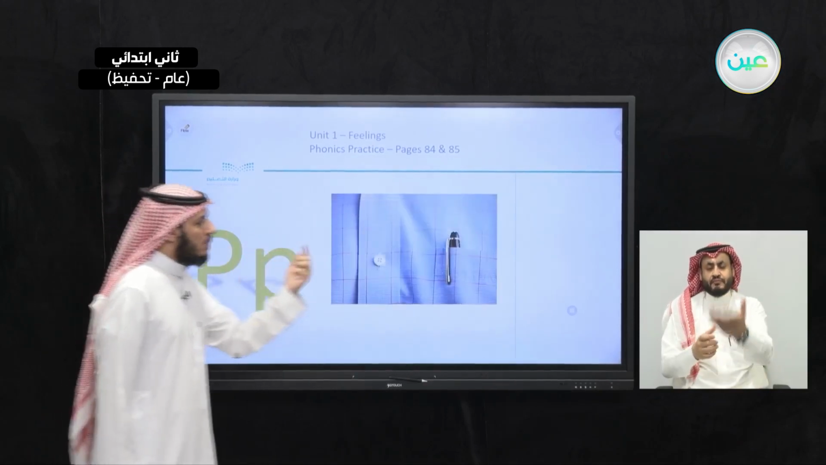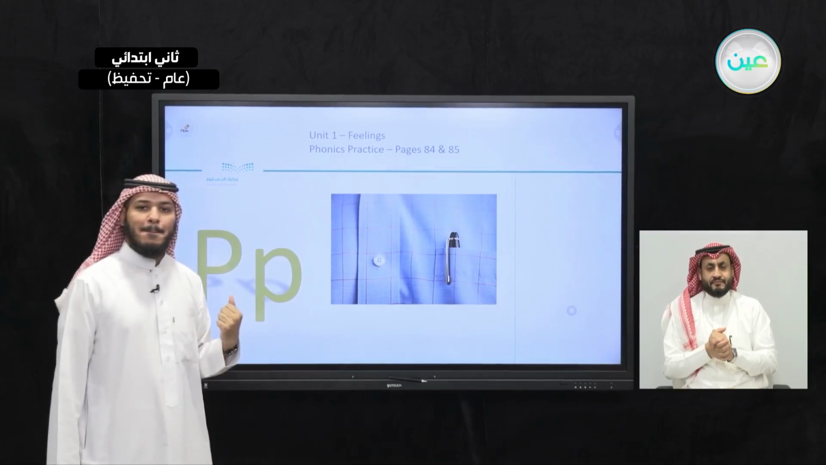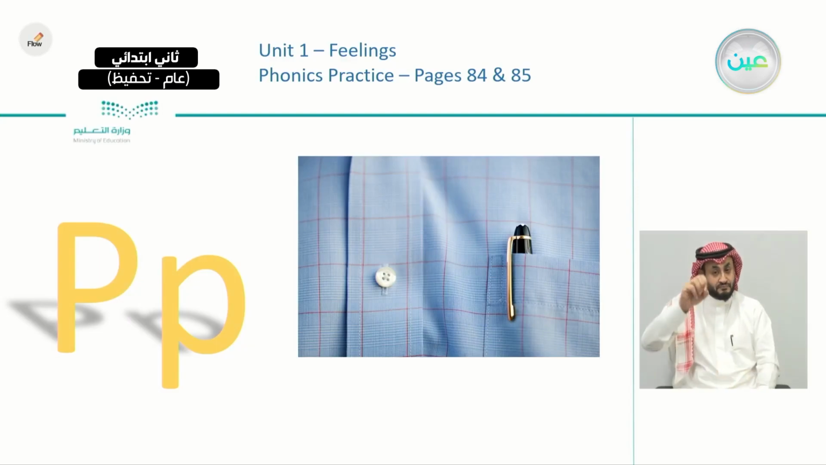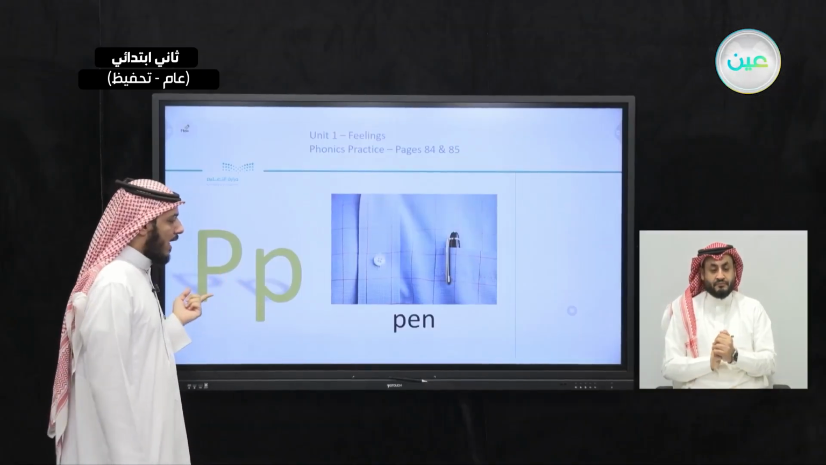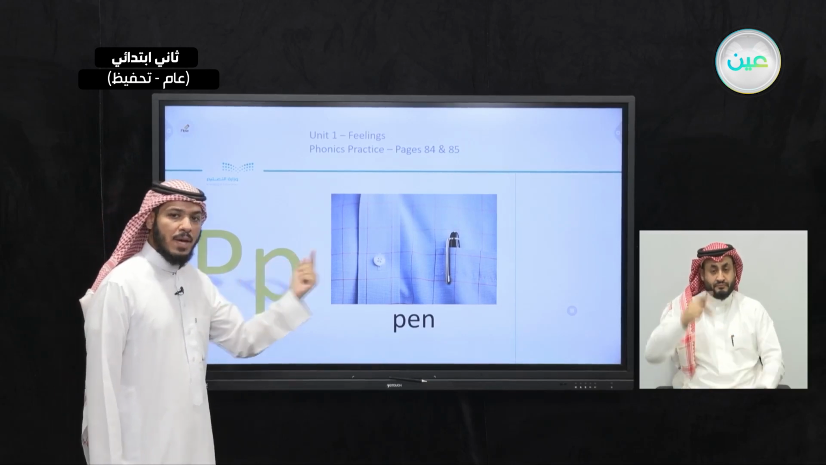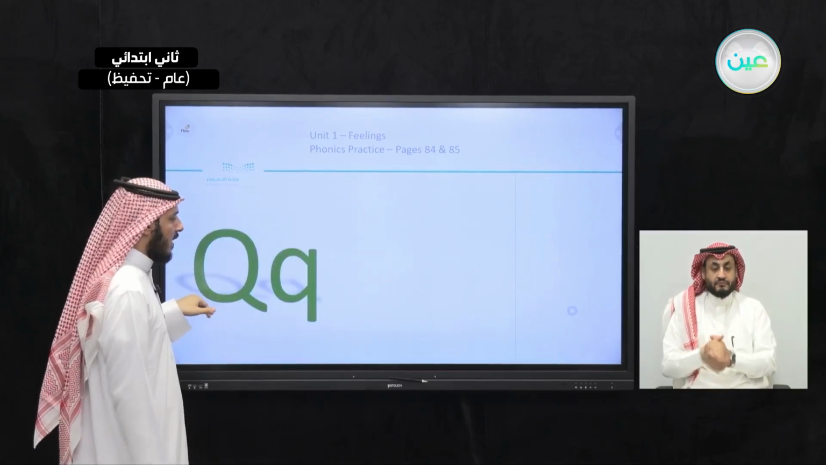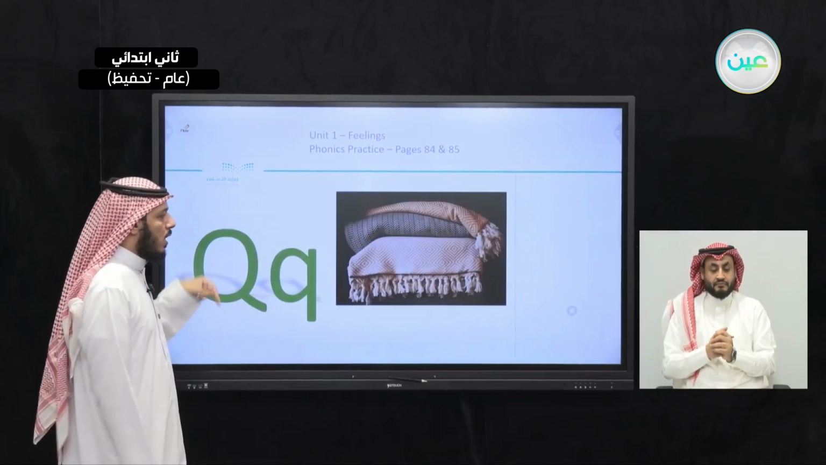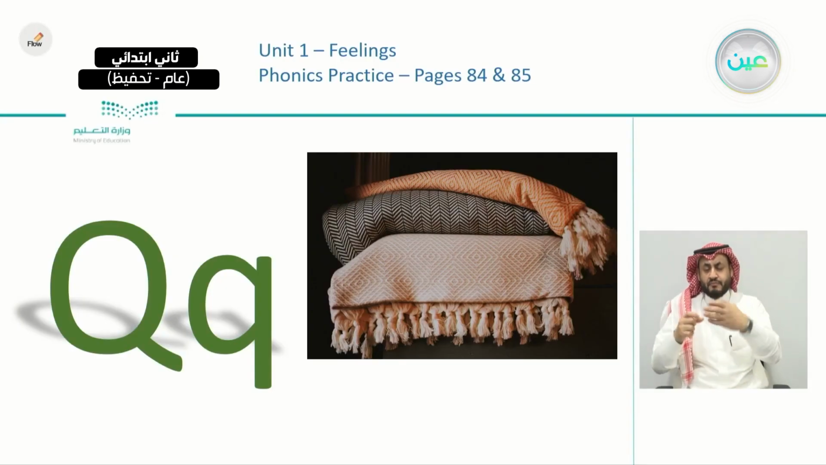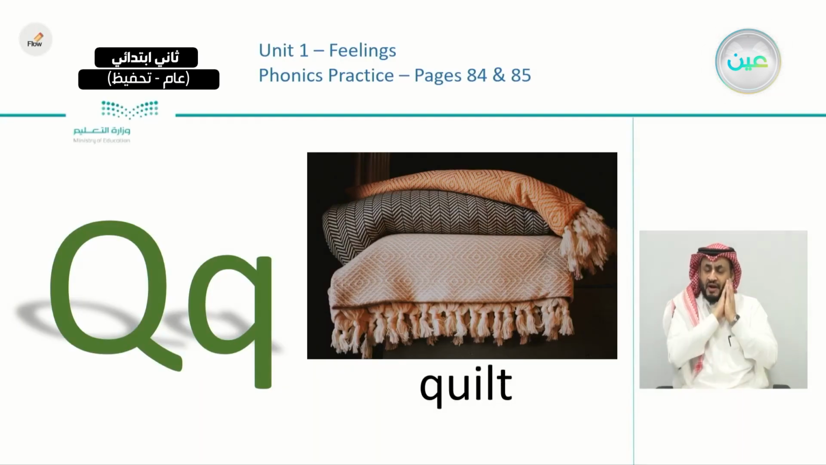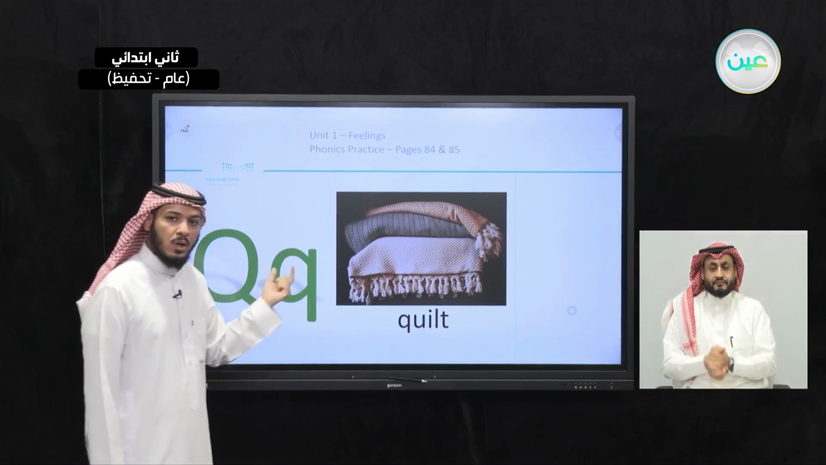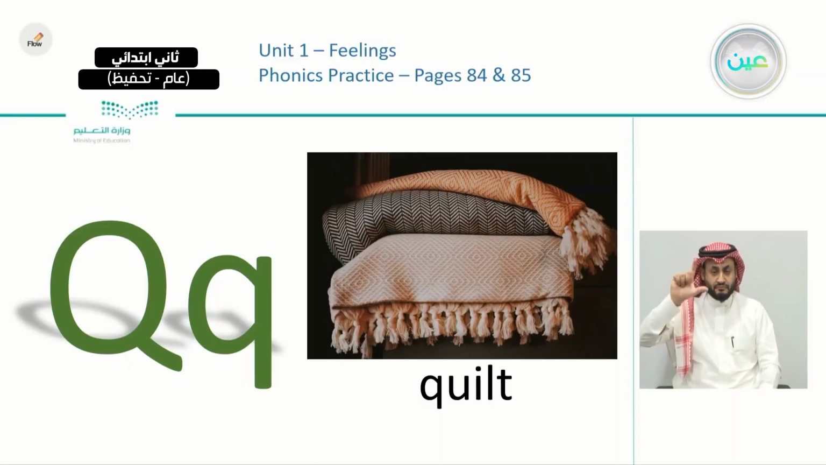Can you tell me what this is? Yes. Let's say it together. So P says pen. Okay. So we have pen. Again, P says pen. Perfect. What after the letter P? We have the letter Q. So Q, what is this? It is quilt. Perfect. Q says quilt. Q says quilt. Perfect.